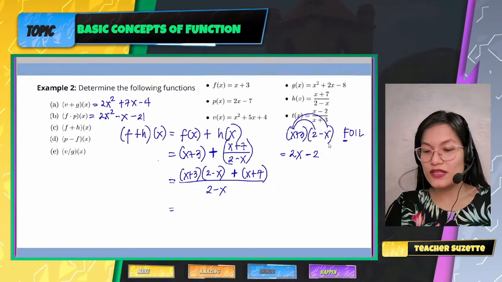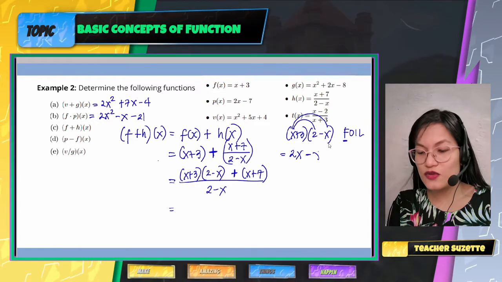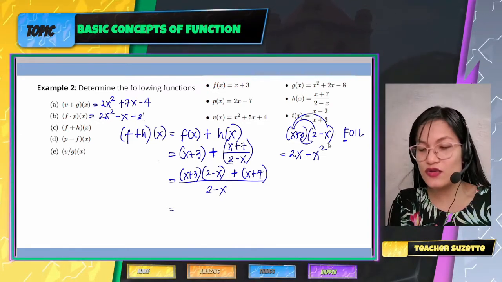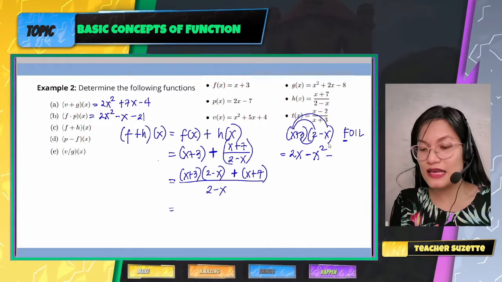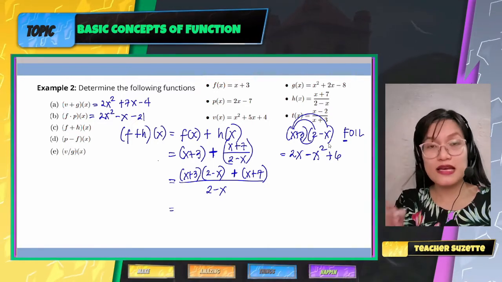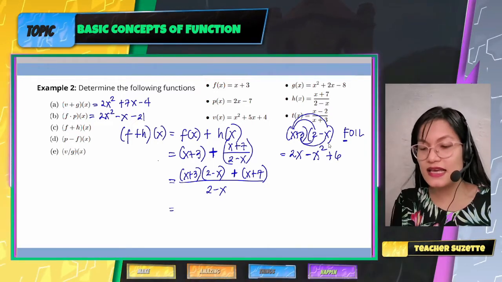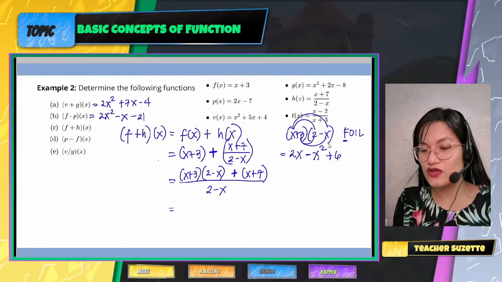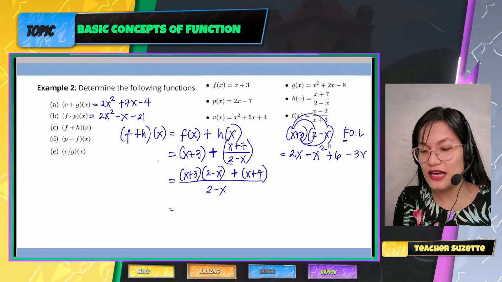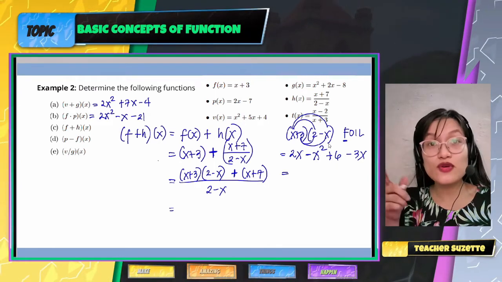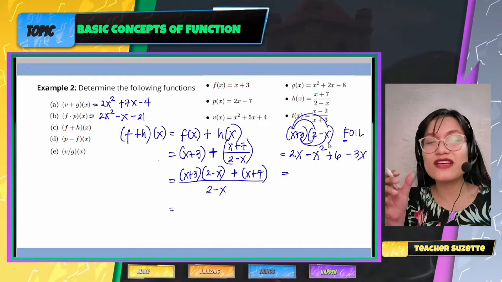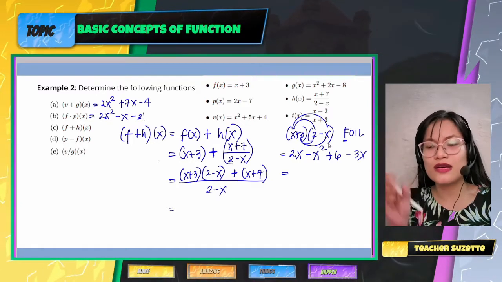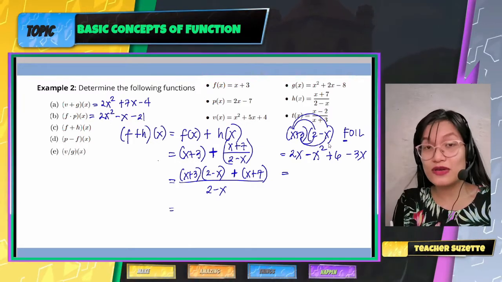Negative 2x squared rather. Negative 2x times x is negative 2x squared. Next, inside, 2 times 3, that is positive 6. Then, last is 3 times negative x. So, we have negative 3x. So, here we combine the like terms, or what we typically do with outside and inside. Actually, that is just combining like terms, the process we did.